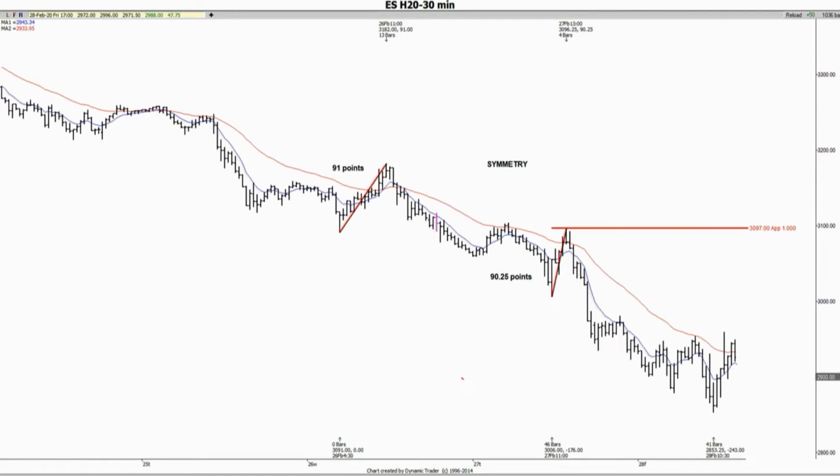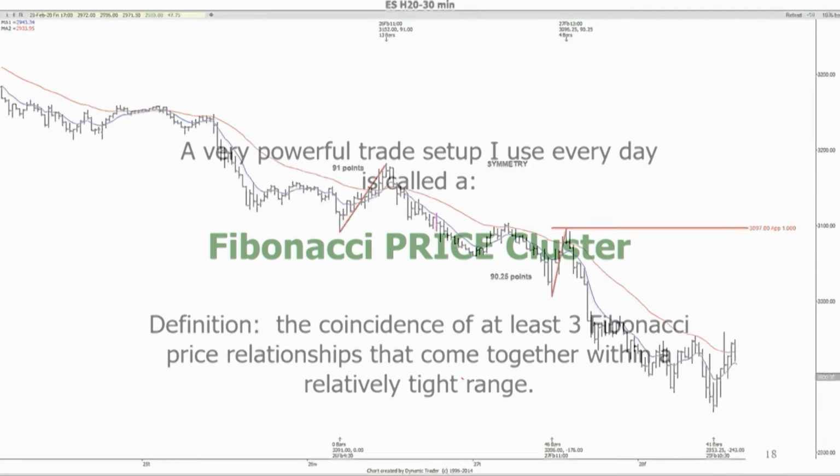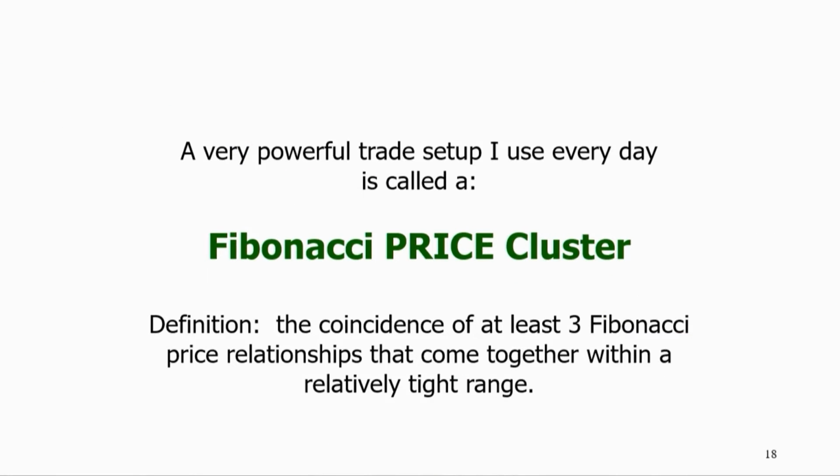Another example of a projection, this is a 30-minute chart, S&P futures. Here we had a prior low to high swing that was 91 points. Projected that from the next low, gave us the 3097 area. And it looks like 3096 and a quarter was the actual high. So again, something very, very simple can be very, very powerful. So very powerful trade setup that I use every day is called the Fibonacci price cluster.